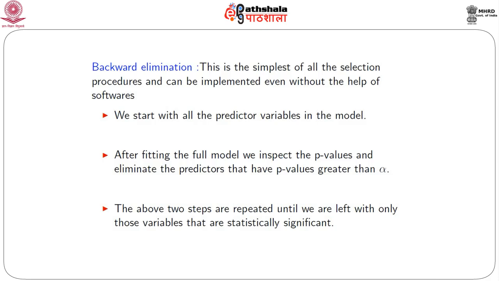So, in short, in backward elimination, we start with the whole model. Suppose 10 predictor variables are included in the model, and after inspecting the p-values, we see that out of these 10, 2 of them have p-values which are greater than alpha. So, we eliminate those predictors and keep the remaining 8 and perform the regression analysis once again, and we again inspect the p-values and eliminate the predictors that have p-values greater than alpha and retain the rest. We keep on repeating these 2 steps, and finally we arrive at the model which only contains variables that are statistically significant.